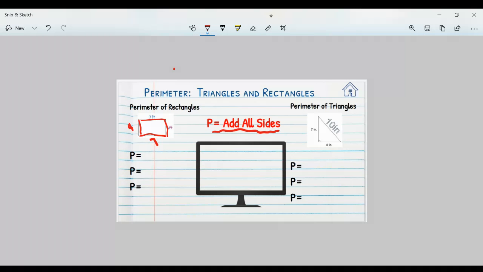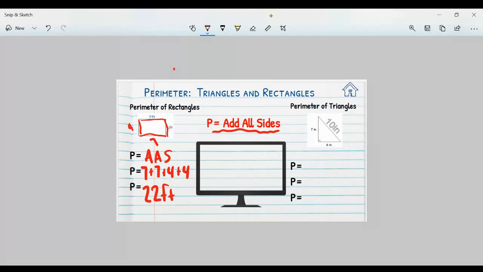And our formula is add all sides. So sometimes I just write add all sides, and we're going to be adding a 7 plus another 7 plus a 4 plus one more 4. And when we add all of those together, we end up with 22. Our unit is feet. Now we're not trying to see how many squares it would take. We're trying to just find a distance. So because of that, we're going to leave that as 22 feet instead of 22 feet squared.